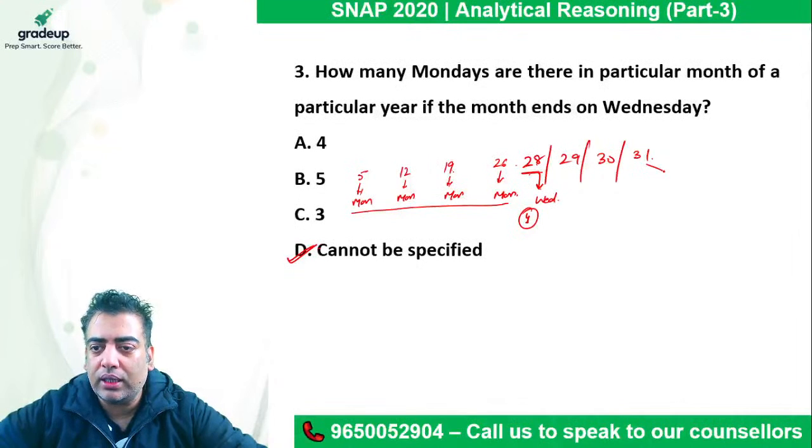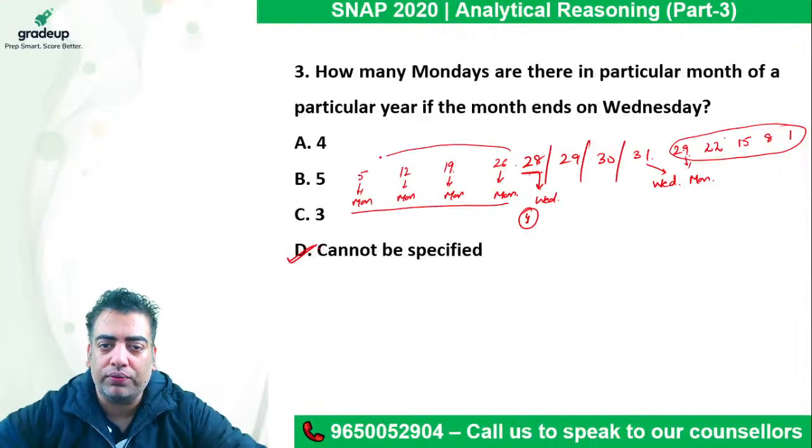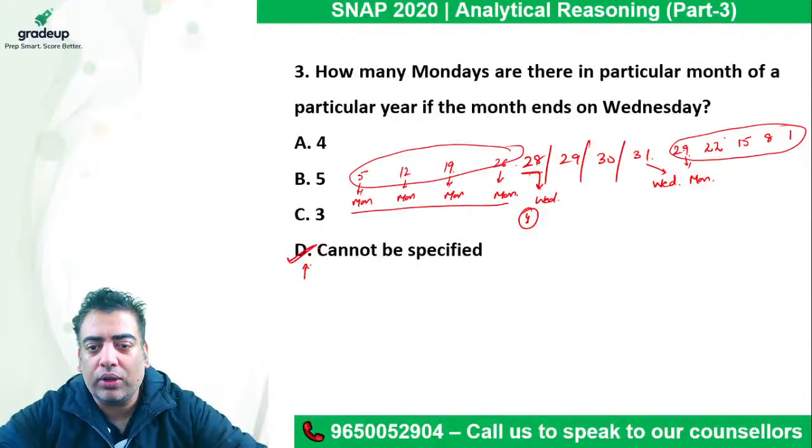If we consider 31st to be a Wednesday, then 29th of this month will be a Monday. Right? So 29 minus 7 comes out to be 22. 22 minus 7 is 15. 15 minus 7 is 8. 8 minus 7 is 1, which gives me 5 Mondays here. So number of Mondays can be either 5 or 4. So hence the right answer option will be D, which is cannot be specified.